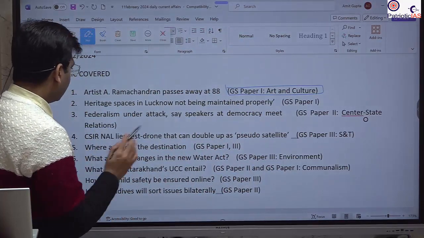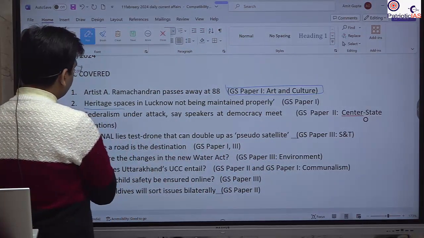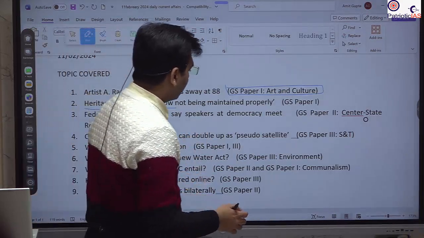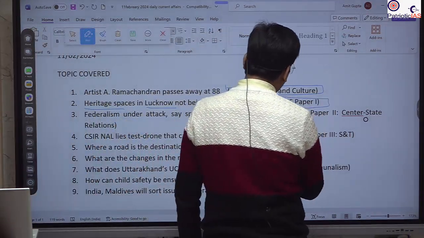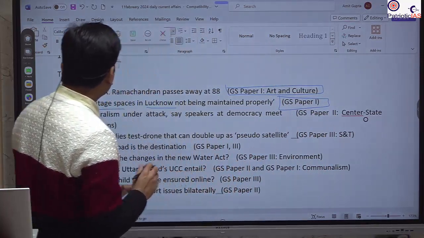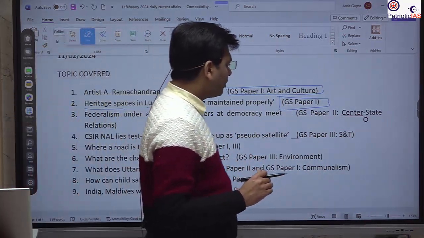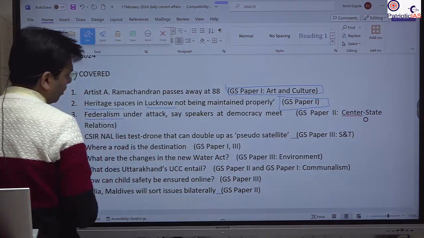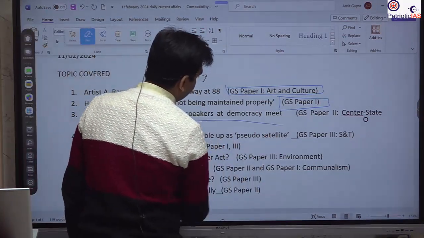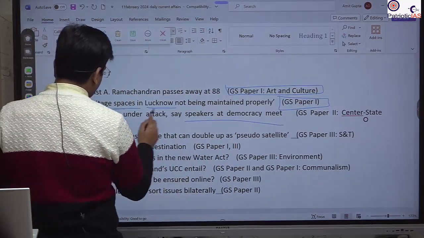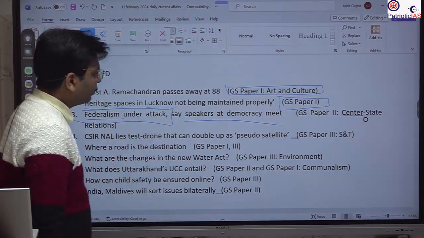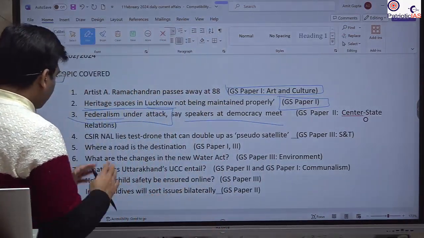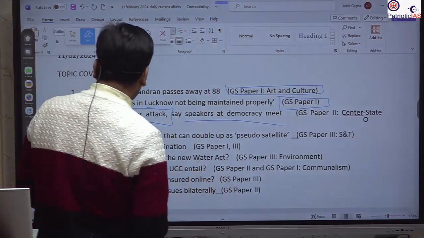After that we will study the condition of the heritage sites in Lucknow and overall across India. So it will be under GS paper 1. There is an act that preserves these heritage sites, so we will try to know what the act is. After that we will see that there has been a conference of different intellectuals. They have criticized the recent dilution of the federal principle in the Indian constitution and the way the government is treating the different states.